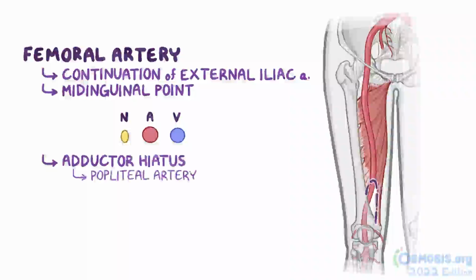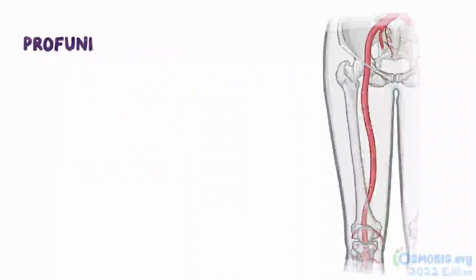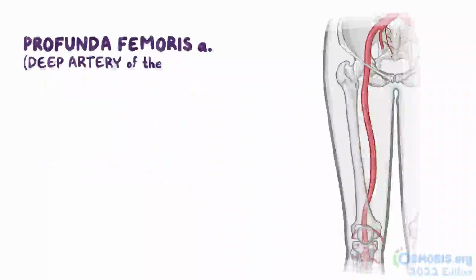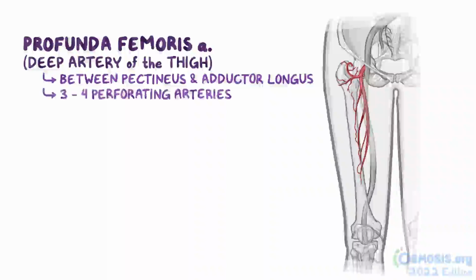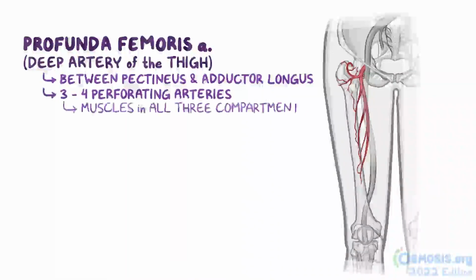The femoral artery gives off plenty of branches along its trajectory. The largest branch is the profunda femoris artery, or deep artery of the thigh, which arises from the lateral or posterior side of the femoral artery and passes deep between the pectineus and adductor longus to become the main artery of the thigh. In the middle third of the thigh, where it is separated from the femoral artery and vein by the adductor longus, the profunda femoris gives 3 to 4 perforating arteries that wrap around the posterior aspect of the femur, supplying muscles in all 3 compartments of the thigh.